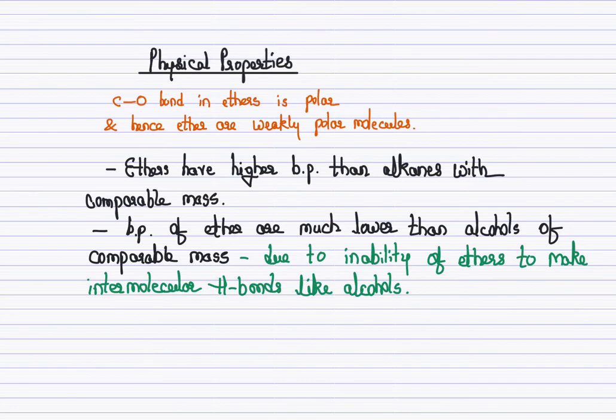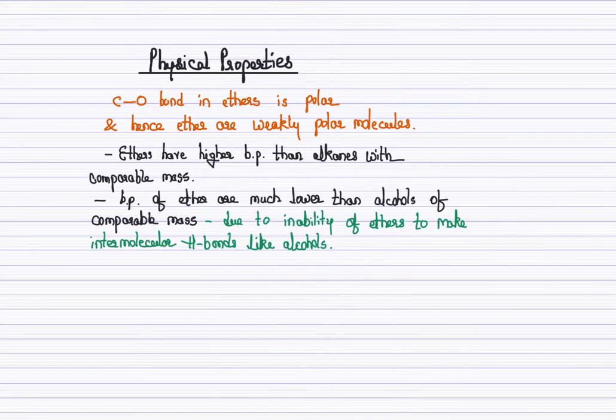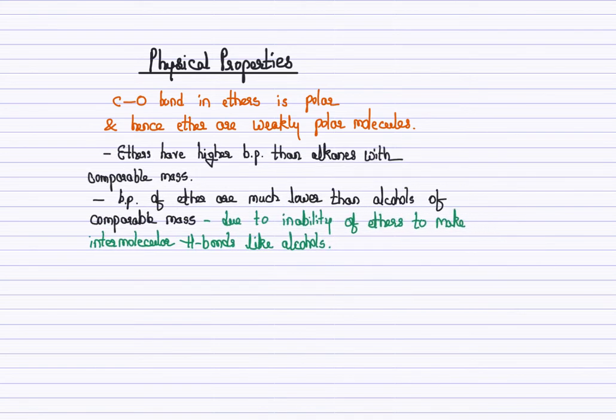So if a question is asked, why do ethers have lower boiling point as compared to alcohols? Your obvious answer would be like, ethers have no capacity of making intermolecular H bonds, while alcohols have a tendency to make intermolecular H bonds. And that is the reason why alcohols have higher boiling points and ethers have lower boiling points. This is something which you always put in your answer.